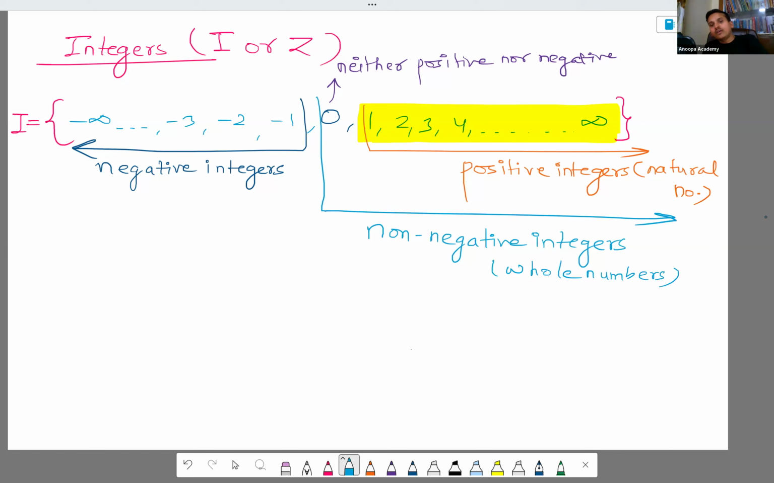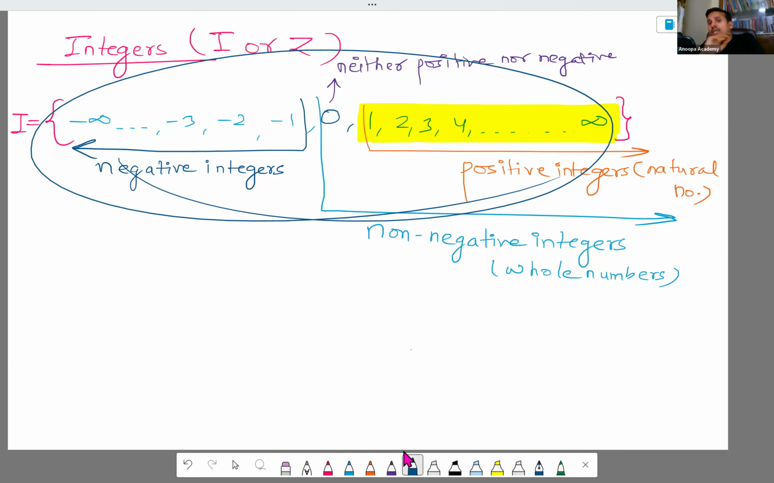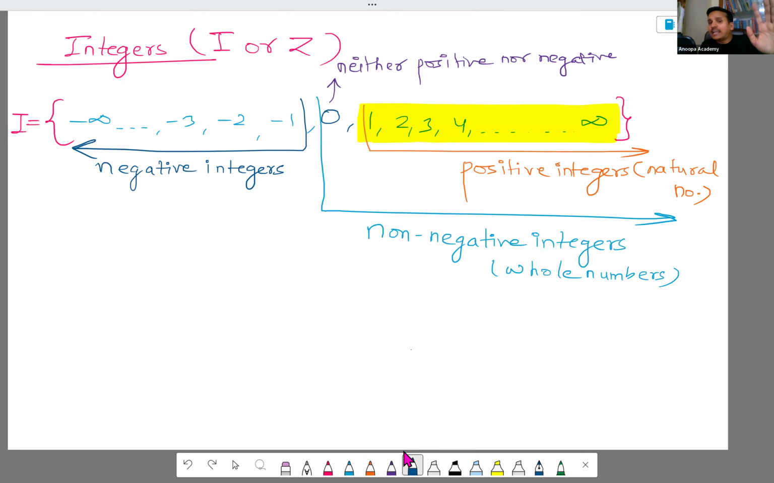Also, if you look at the integers, we can say that all the natural numbers are integers. All the whole numbers are also integers. Yes or no, everyone? Yes. All the natural numbers are integers. All the whole numbers are also integers. Please remember that. Okay. Let's move forward.